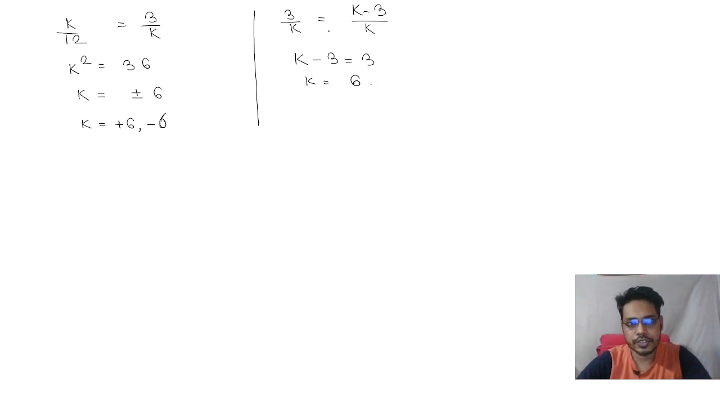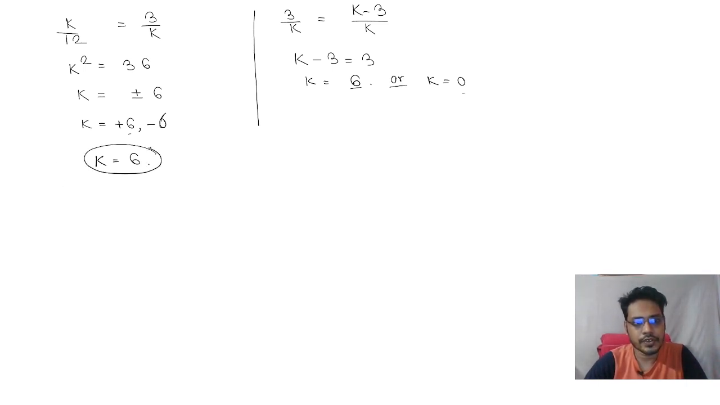Now we can cancel this k and k, so k can also be equal to 0. So the value of k is 6 and 0 from this, and the value of k is 6 and minus 6 from this. So that means the common thing is that k is equal to 6. So the value of k should be 6 in this equation to get infinitely many solutions.